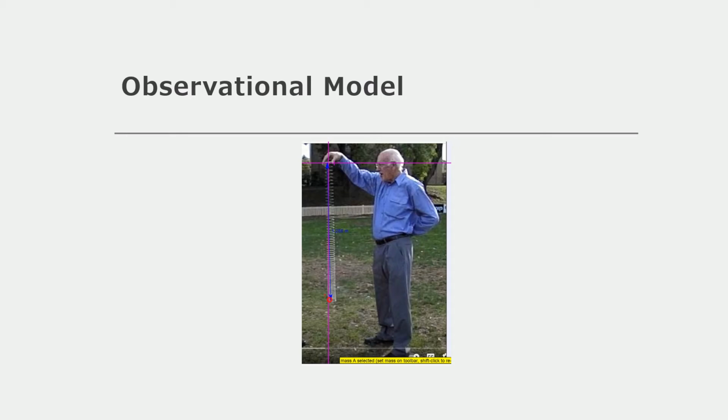Here is the observed model. As you can see, the Slinky falls, and as it falls, the bottom of the Slinky is tracked using Tracker. And at the beginning, as you can tell, the bottom of the Slinky stays in one spot, and then once the top of the Slinky gets to it, it begins to fall with the rest of the Slinky.